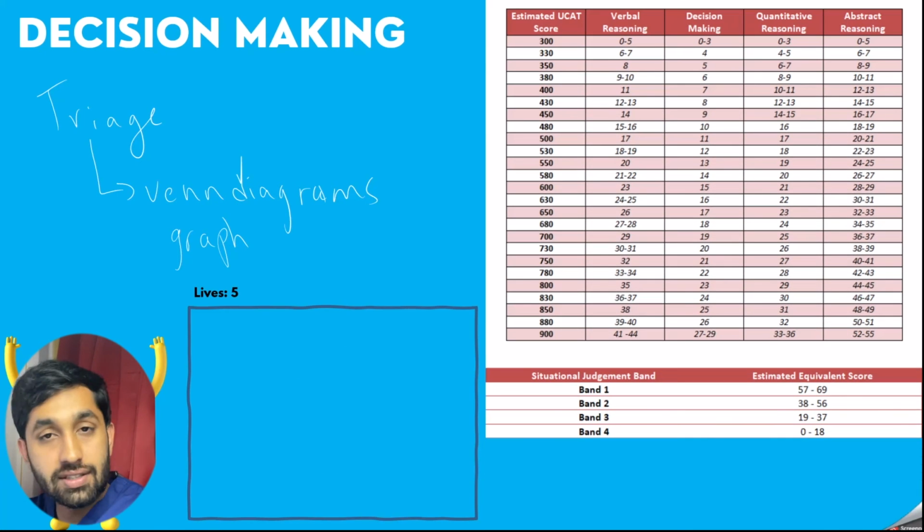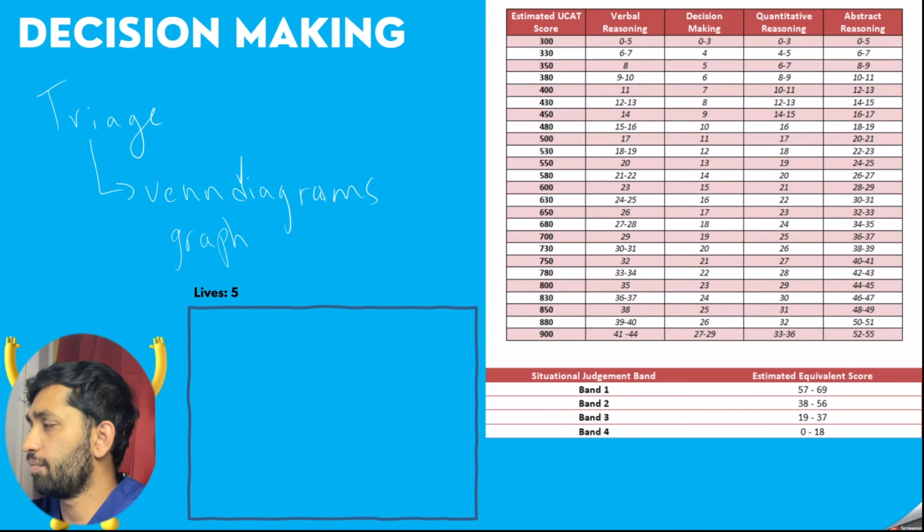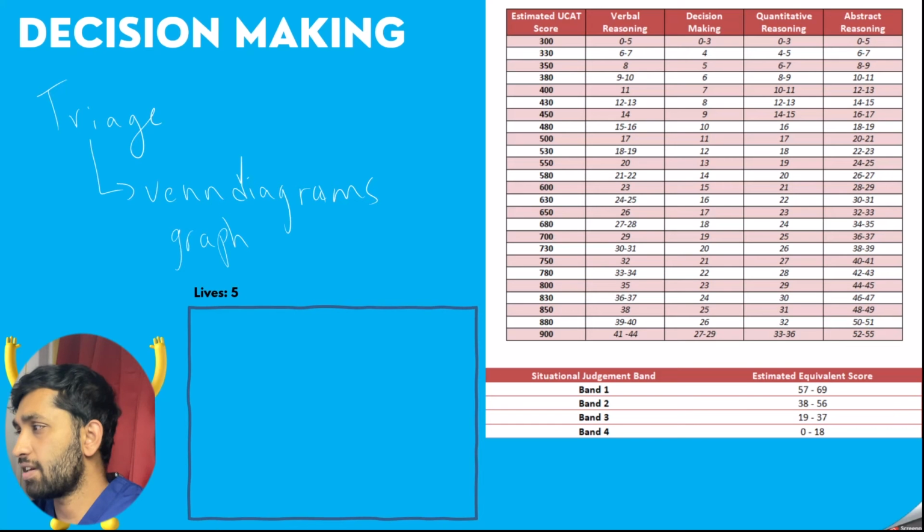Well, you can do the same thing again, like we looked at with verbal reasoning. Calculate how many questions you would need to miss out. I believe there's around either 29 or 30 questions-ish in decision making, and getting around 23 out of the 30 would give you around 800, which is amazing.